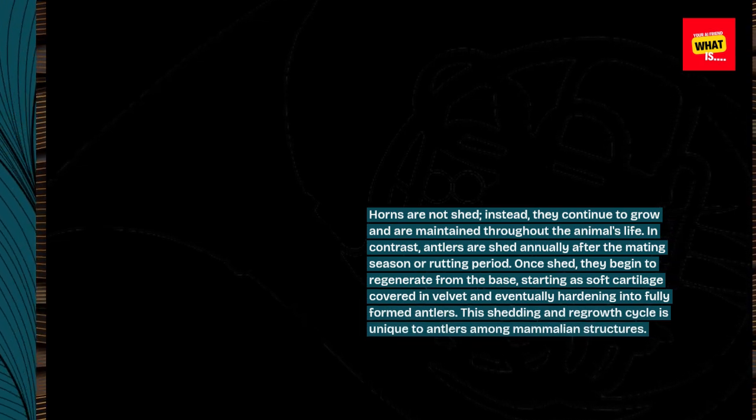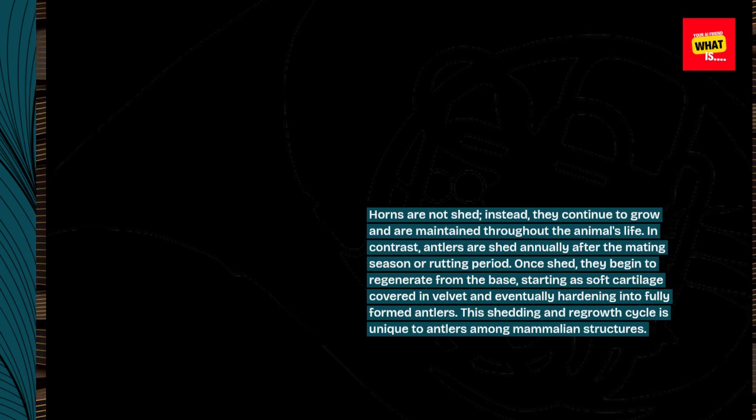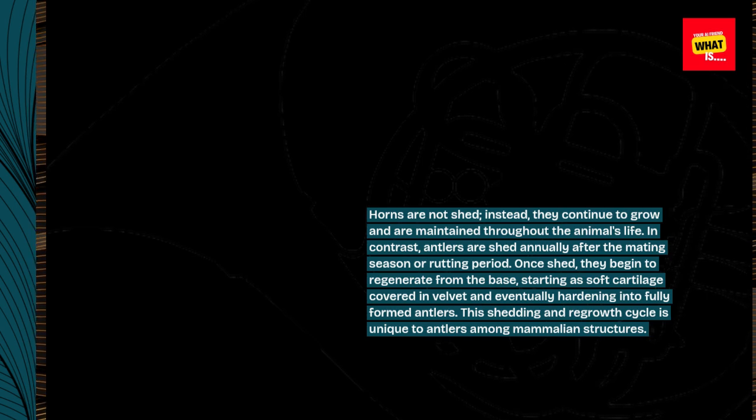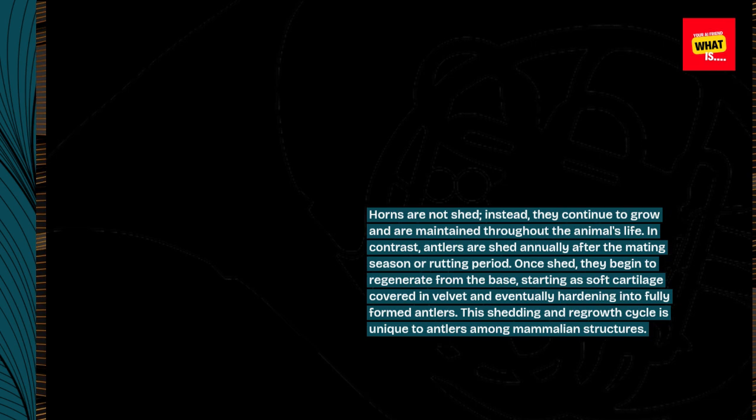Once shed, they begin to regenerate from the base, starting as soft cartilage covered in velvet and eventually hardening into fully formed antlers. This shedding and regrowth cycle is unique to antlers among mammalian structures.